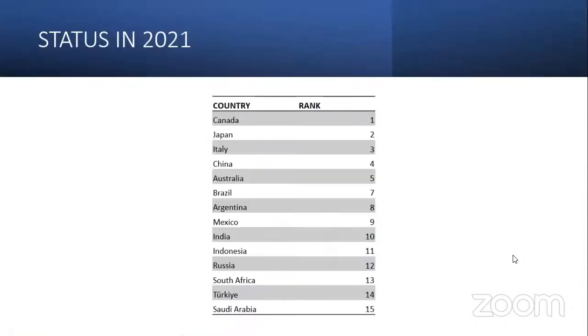Now this is the 2021 data, the latest data. In this data, we find Canada at number 1, Japan second, and India at 10th. So again, if we look at the data, we find that yes, we are developing towards financial inclusion, and a lot more needs to be done by the government in order to include the people into the formal financial sector.